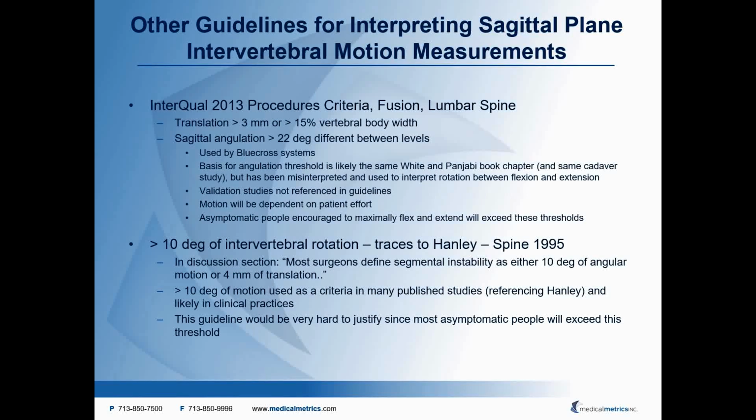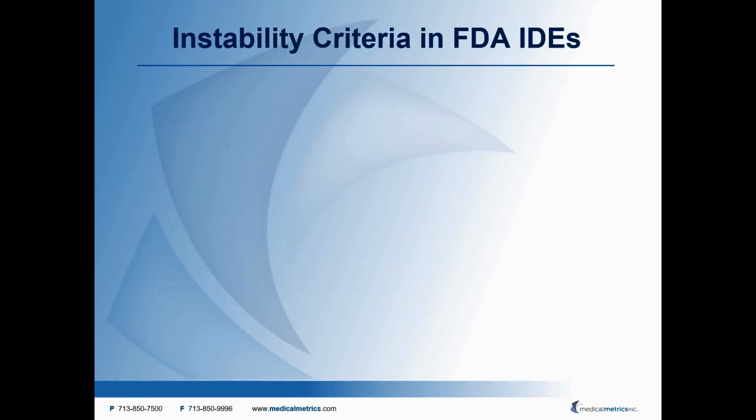This criteria can be traced back to a 1995 paper where the author stated that most surgeons define segmental instability as either 10 degrees of angular motion or 4 millimeters of translation. There were no references provided to support where those data came from. Nevertheless, based on this one sentence in one paper, the 10 degrees threshold propagated through research and clinical practice. Most asymptomatic people will exceed 10 degrees of rotation.